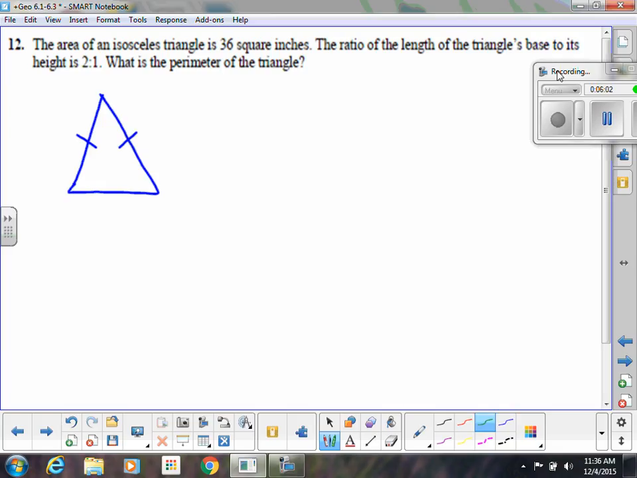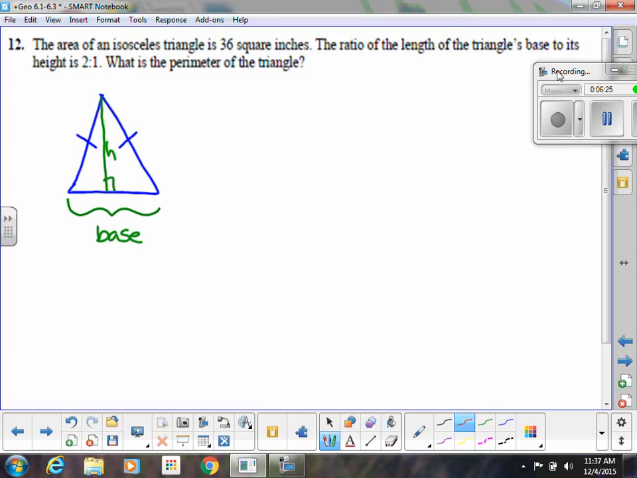So I want to draw in, here's our base, right? And then the height, remember, goes perpendicular to the base. This is the height. Okay? So if they say it's in a proportion or a ratio of 2 to 1, the base to height is 2 to 1. So that means whatever the height is, the base is twice as big.